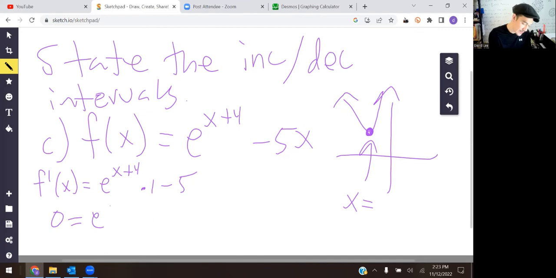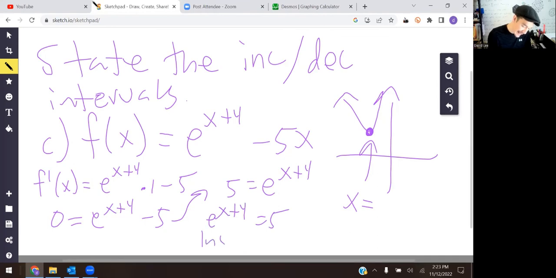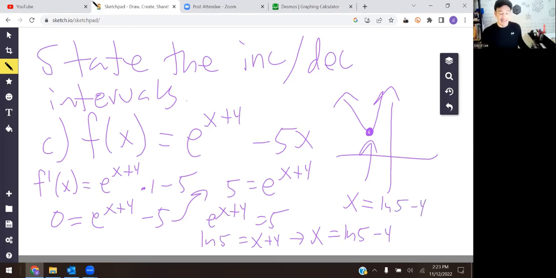If you set this equal to 0 and solve, you're going to get 5 equals e to the x plus 4. Switch left with right. Rewrite this in natural log form, and then solve for x. x equals natural log of 5 minus 4. I'll put it right there. That is our critical number. While you're copying that down, let me turn that into a decimal for us. So this is about negative 2.39.